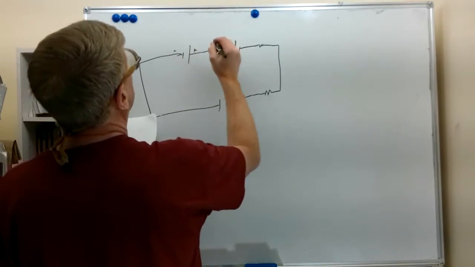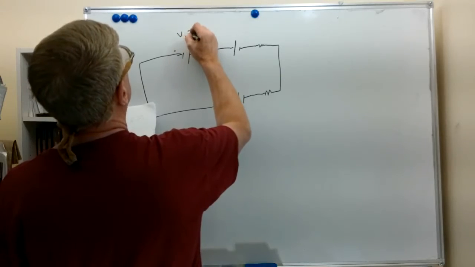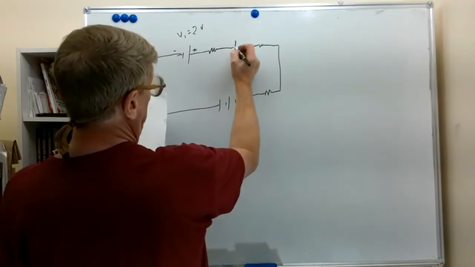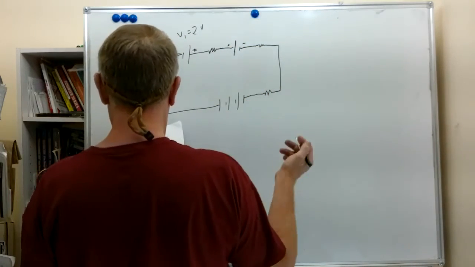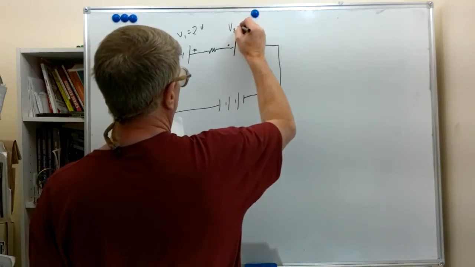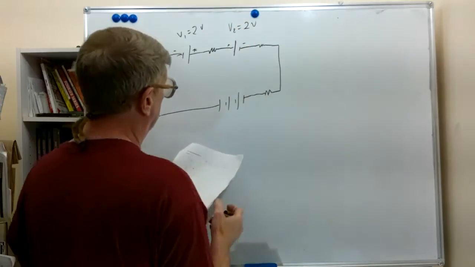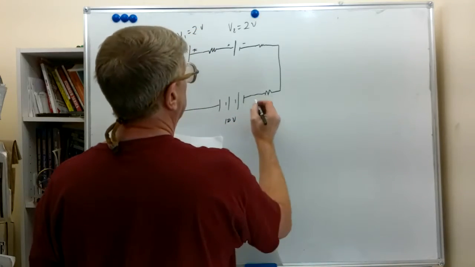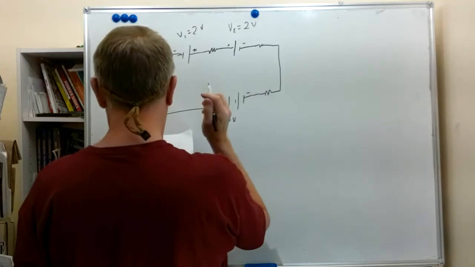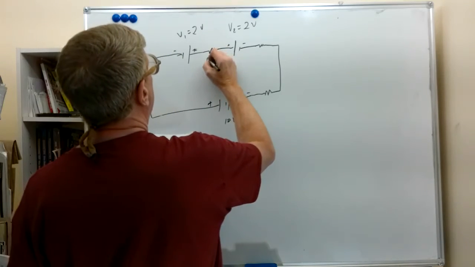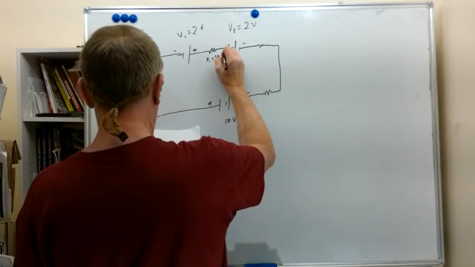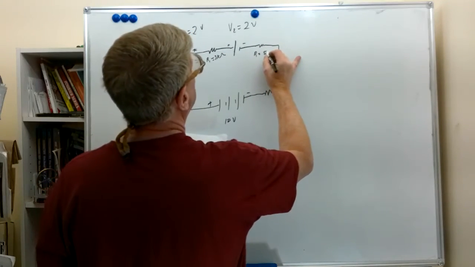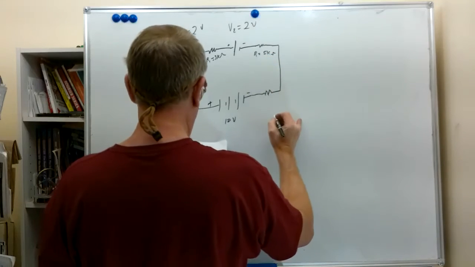Minus and plus. This is V1, which is 2 volts. And now this plus and minus is V2, which also equals 2 volts. And this is 10 volts, this supply. And we have R1, which is 3K ohm. R2, which is 5K ohm. R3, which is 2K ohm.